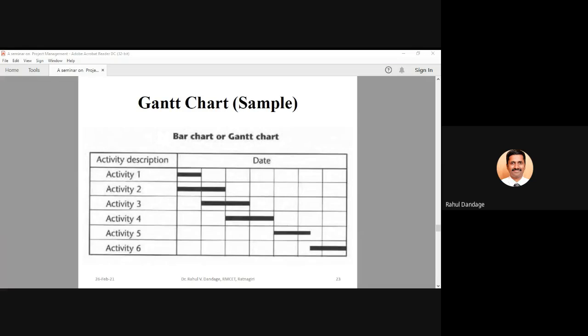Activity 3 requires again 2 weeks, but activity 4, it is dependent on what? Activity 4 is dependent on activity 2. Once 2 is finished, activity 4 can be started. Similarly, activity 5 you cannot start unless and until activity 4 is finished. And how much duration is activity 5 requiring? If I consider one column as 1 week, how much duration is required for activity 5, individual duration? Can somebody tell?